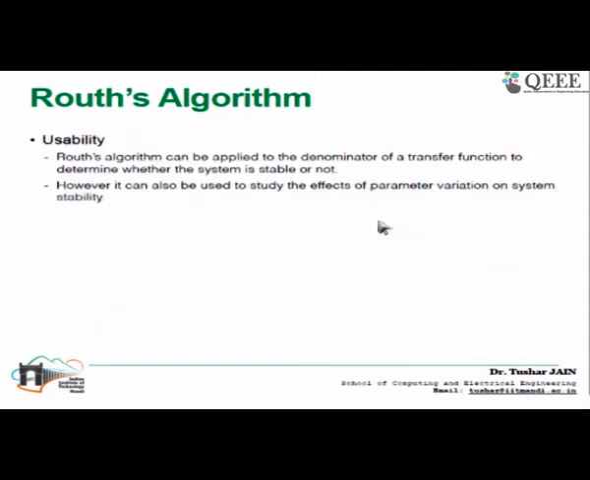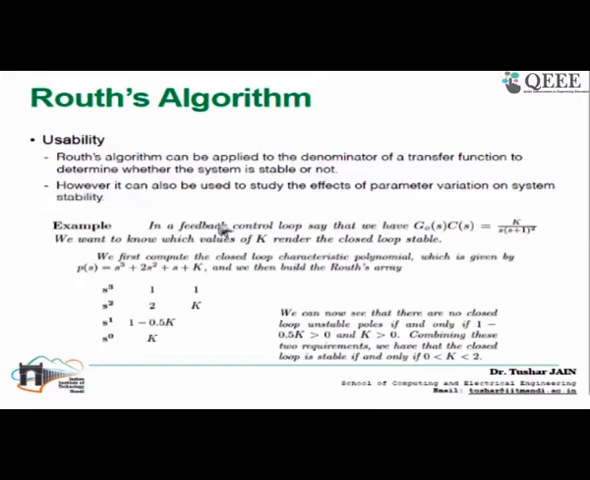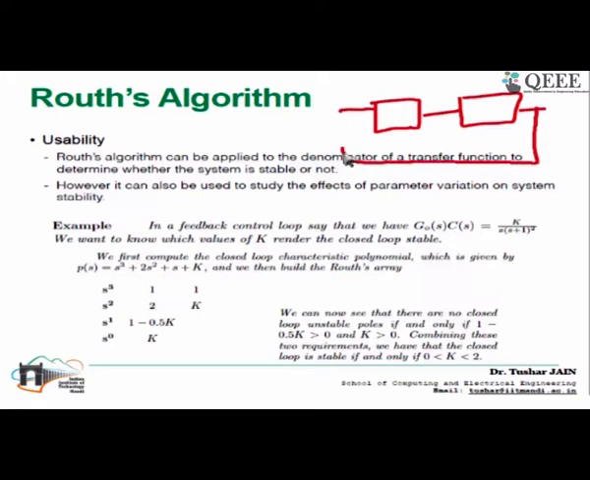Okay, so let's see this one example, effect of parameter variation. Let's say we have a feedback control loop given by this, the forward path G naught C. Here we assume this simple feedback loop. Here we have this G naught, here we have this C, and this is basically the forward path only, the multiplication of G naught and C.